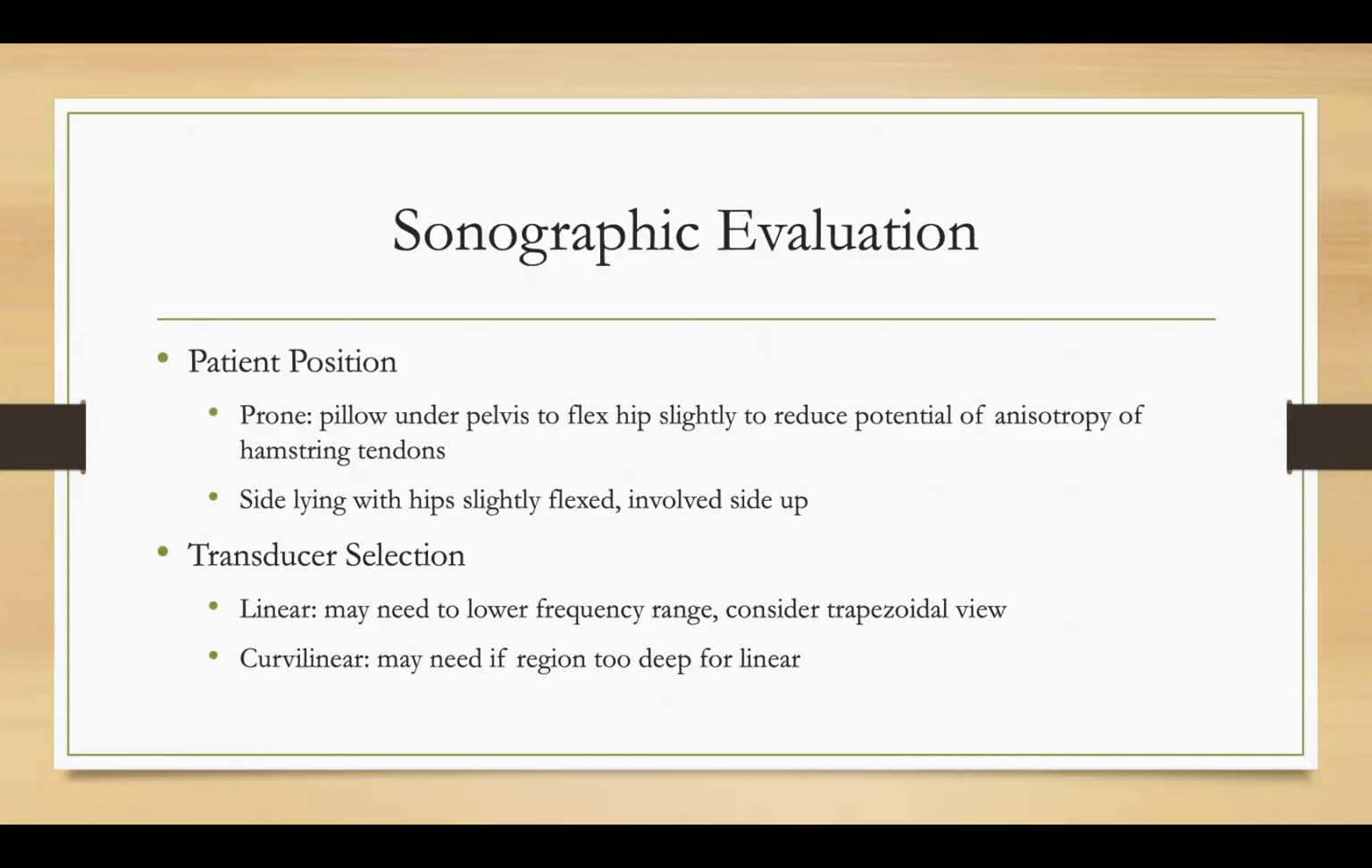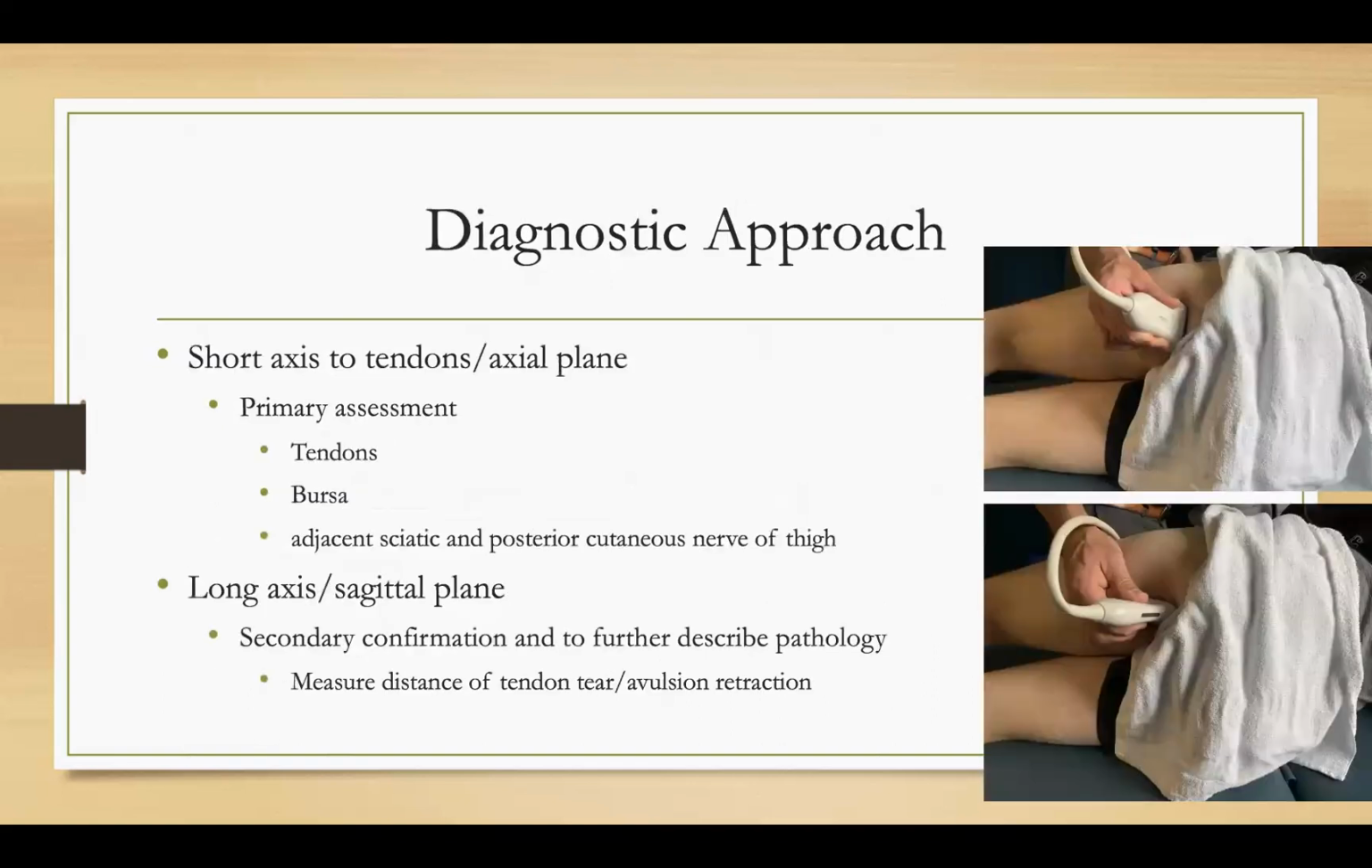On occasion, you'll need to move to the curved linear transducer for those patients where it would be more deeply located. Most of the scanning will occur in the short axis or axial plane relative to the tendons, where we'll assess the bursa, the tendons, as well as the adjacent neurologic structures. Long axis views or in the sagittal plane will primarily be used to confirm and further describe the injury, such as measuring tendon tears or avulsions, etc.